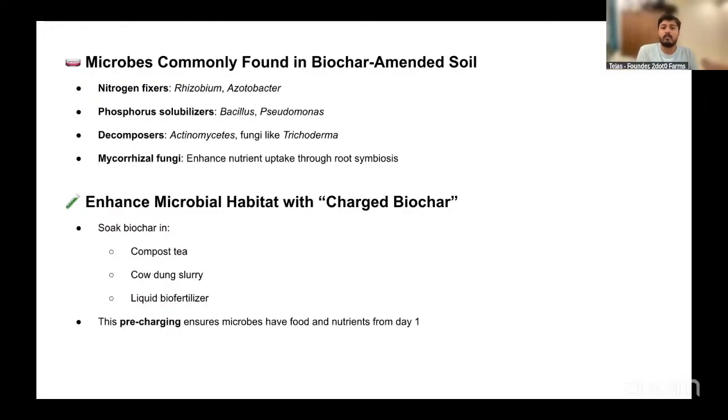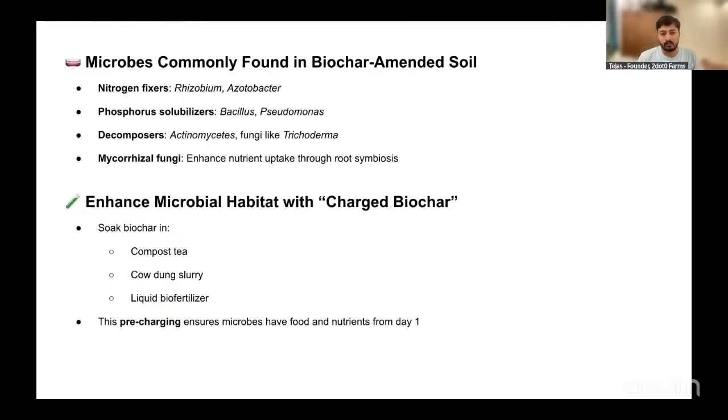Microbes commonly found in biochar amended soils, when there have been some studies done: nitrogen fixers, Rhizobia, Azotobacter, healthy growth of them was observed in biochar amended soils. Phosphorus solubilizing bacteria, decomposing bacteria, mycorrhizal fungi. All these help us. All these microbes we do need in a very good soil, a very good agriculture.